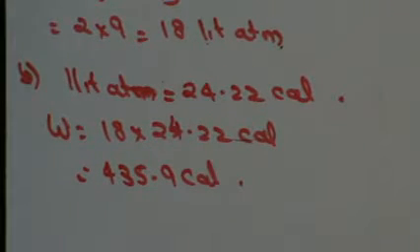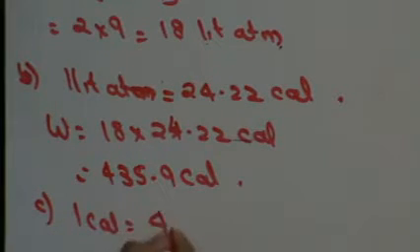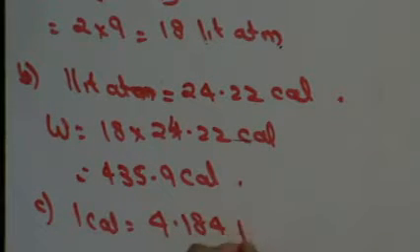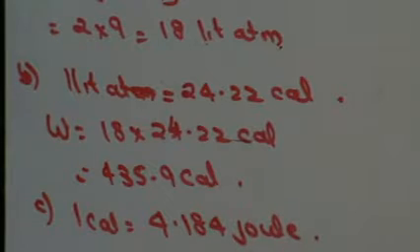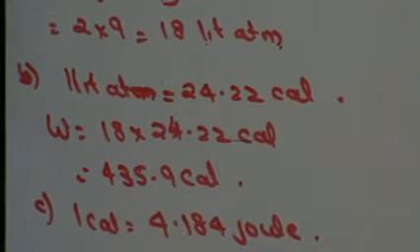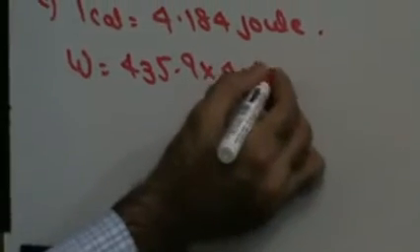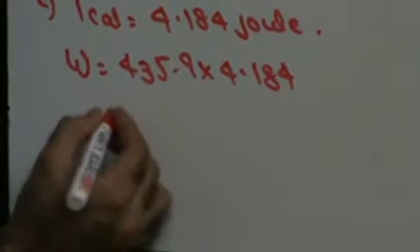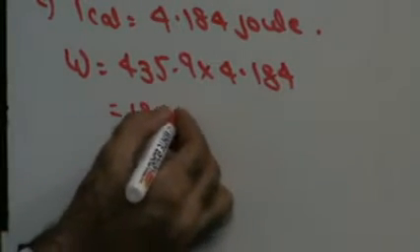They've asked me the work done in joules. We know that 1 calorie is 4.184 joules. I have the work done in calories, so I can convert it into joules. So work is nothing but 435.9 into 4.184. When you multiply this, it is going to be 1824 joules.